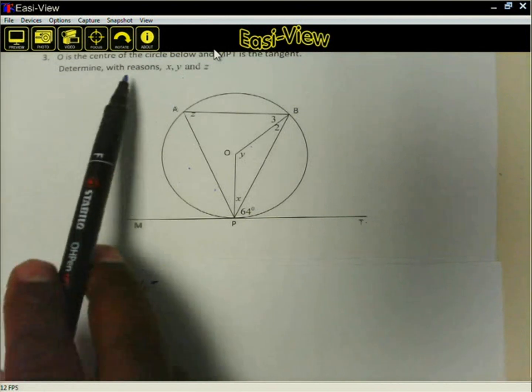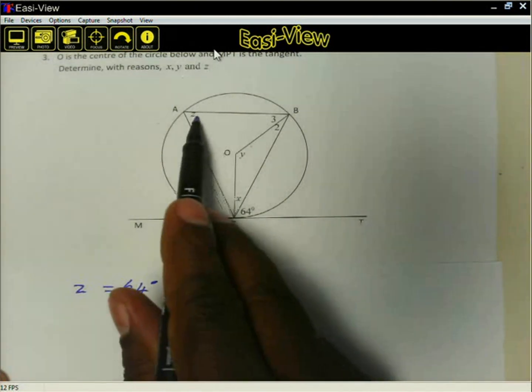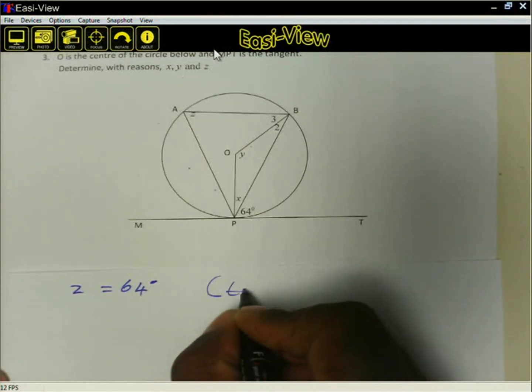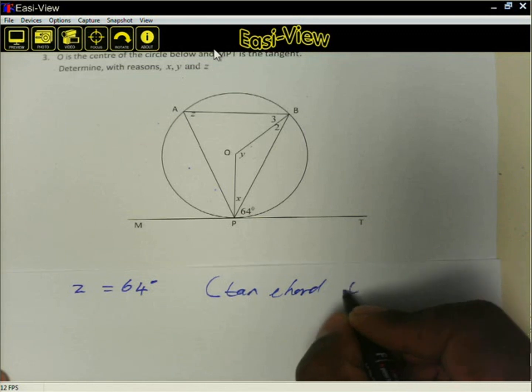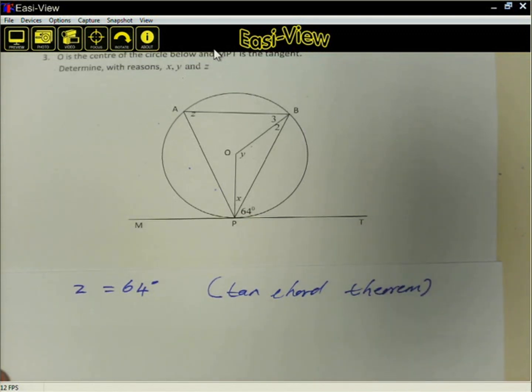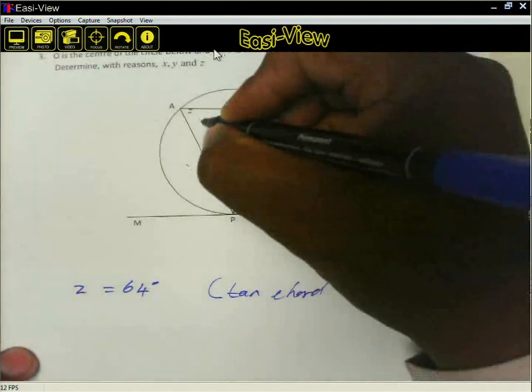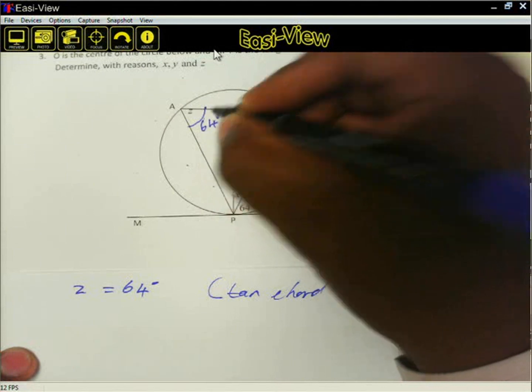Determine with reasons. Now you've got to provide a reason. Why do I say 64 degrees equals z? It's because of the Tan-Chord theorem. That's how we determine Z. Now we've got the value of Z here. Remember, Z is now 64 degrees.